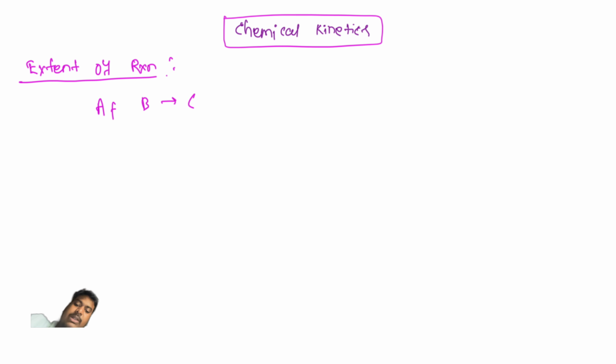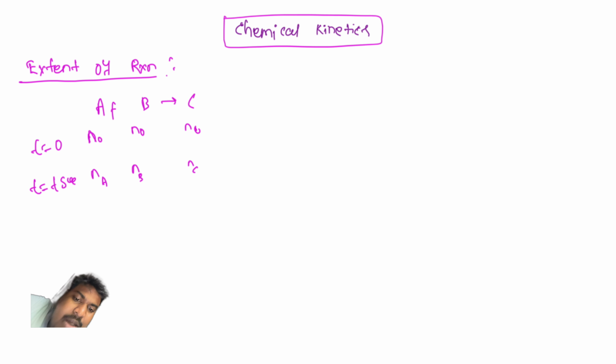Let's say initially there would be N0 moles of A, here also N0, here also N0, at time equal to 0. At time t seconds, N of A, N of B, N of C. Now how do we write the small a, small b, small c? How do we write the extent of reaction?